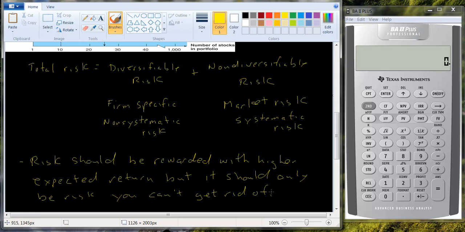So we don't want to reward you for taking risk you can get rid of. In another tutorial, I will show you how we actually compute systematic or market risk, and a model known as the capital asset pricing model that we use to relate expected return to risk.